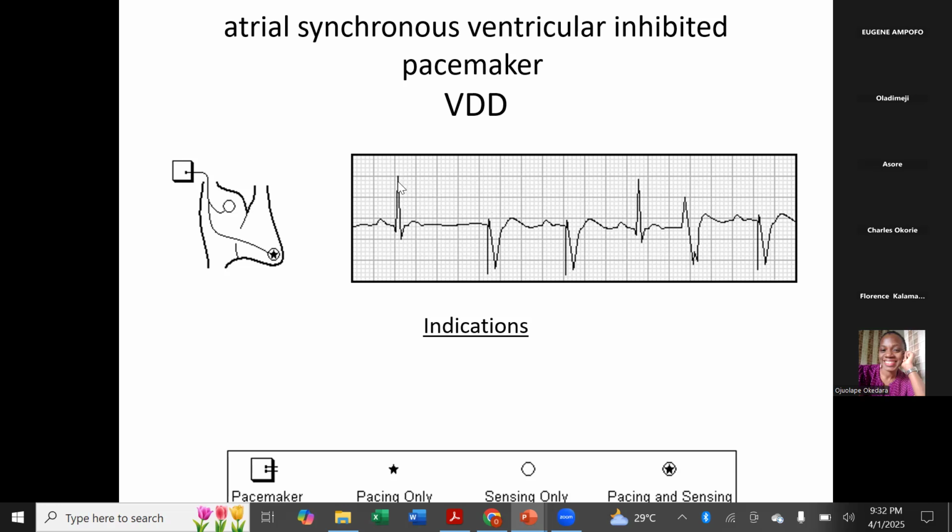So between the intrinsic activity and the next 75 beats per minute, if it didn't sense any activity, it had to pace. But if you notice, when it paced, you didn't see atrial pacing. You only see ventricular pacing. That means that the pacemaker did not have the capacity to pace the atrium. So it can only pace the ventricle. So that tells you that the chamber paced is the ventricle. Okay?